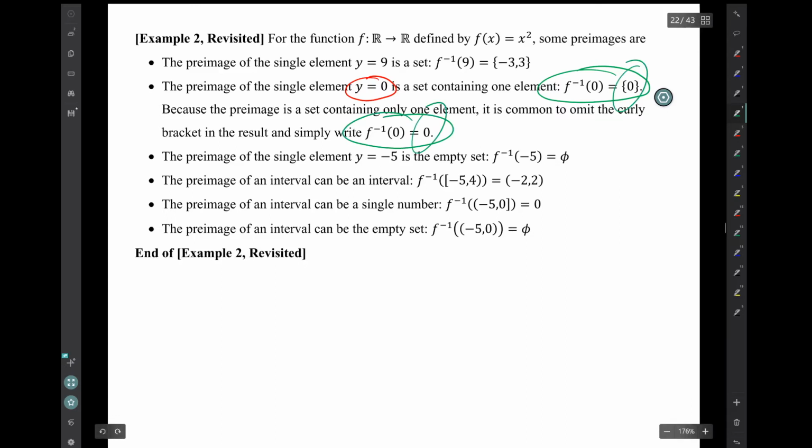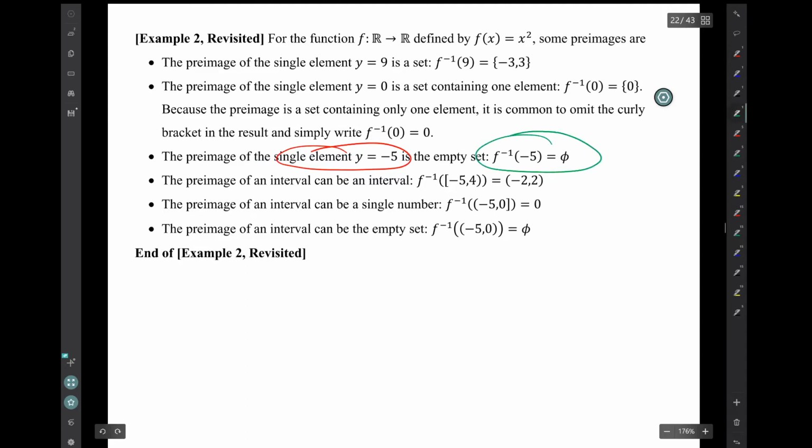But again, a lot of times, a preimage of an element can be a whole set containing more than one number. The preimage of this single element y equals -5 is the empty set, because there are no x values that will cause y to be -5. There is no x such that x squared equals -5, at least not in the set of real numbers.